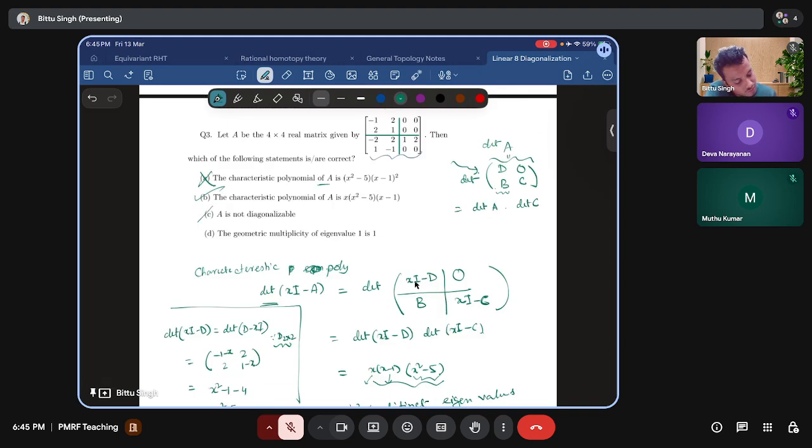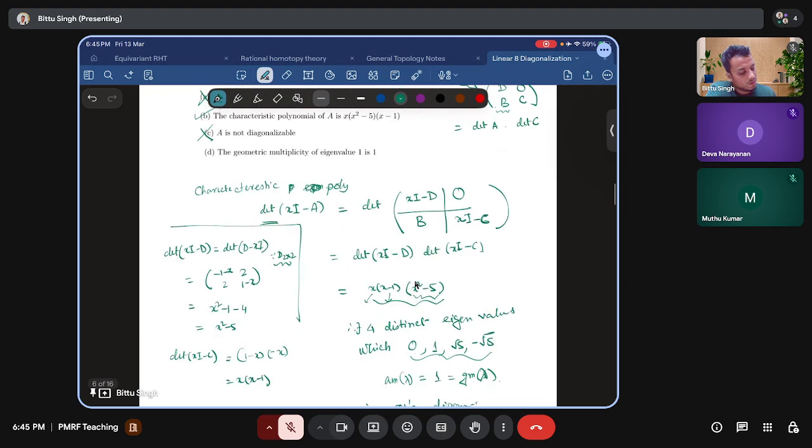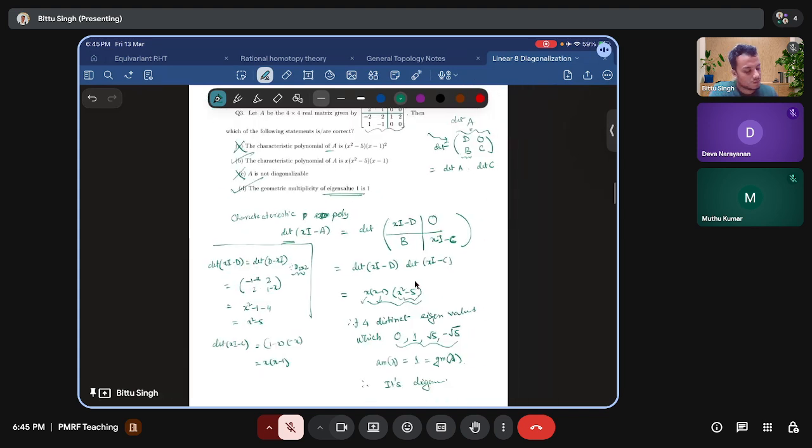So this is actually false. And we have already seen the geometric multiplicity is actually 1. So D is also. Up to this, is there any doubt?